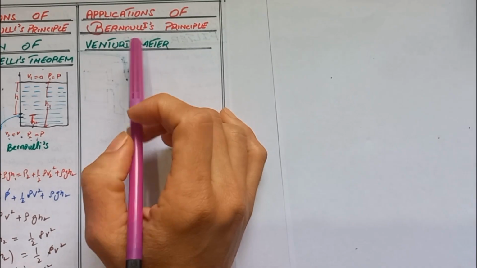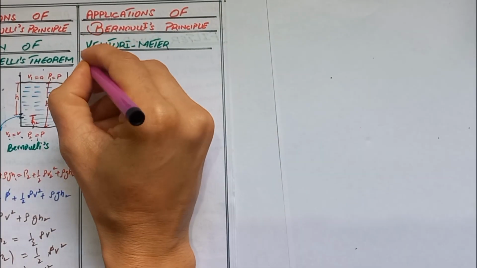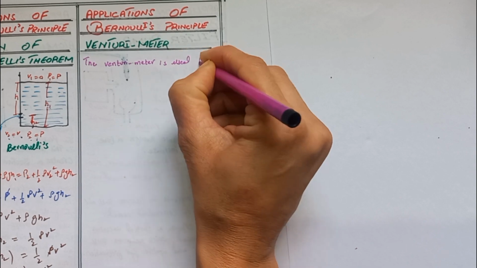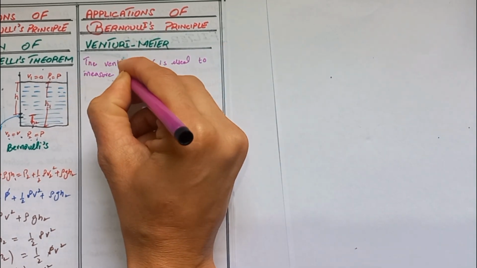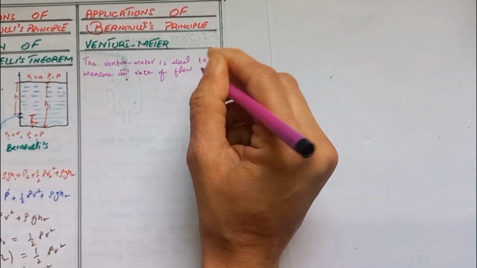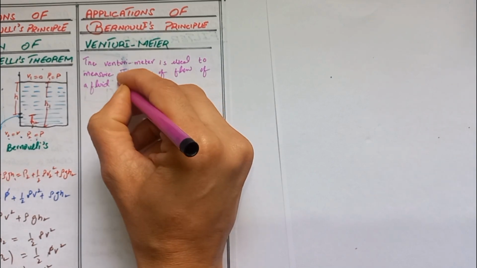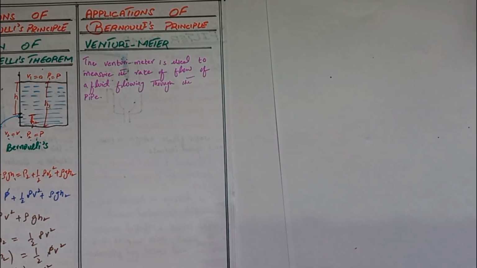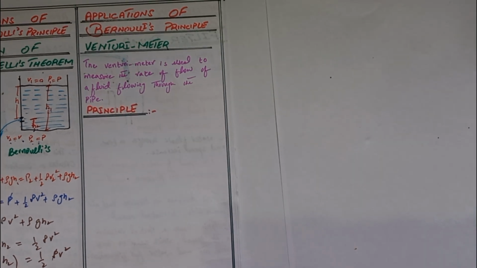Today we discuss the application of Bernoulli principle, the Venturi meter. What is a Venturi meter? The Venturi meter is used to measure the rate of flow of a fluid flowing through the pipe. Now what is the principle of Venturi meter?